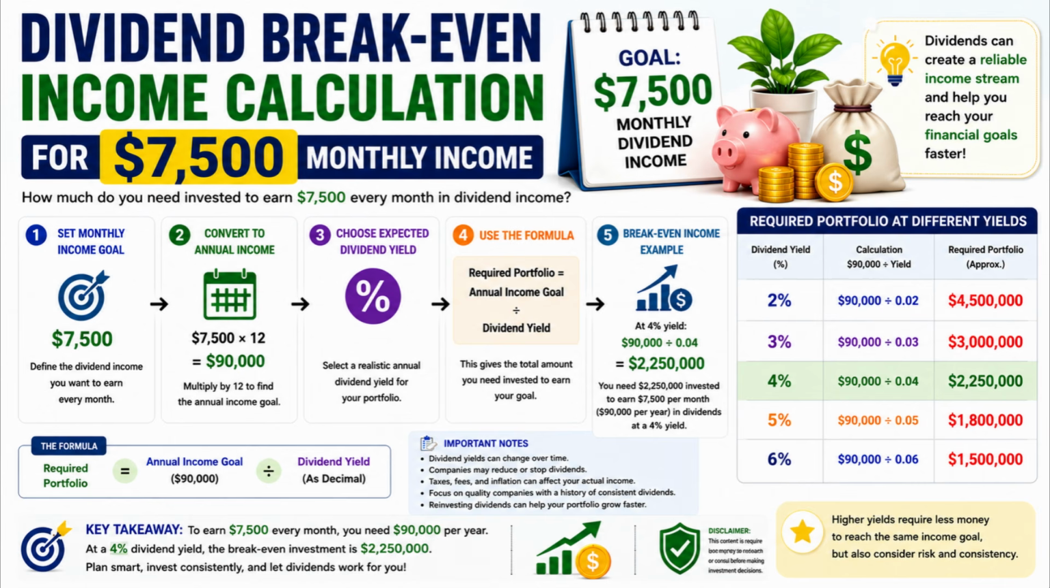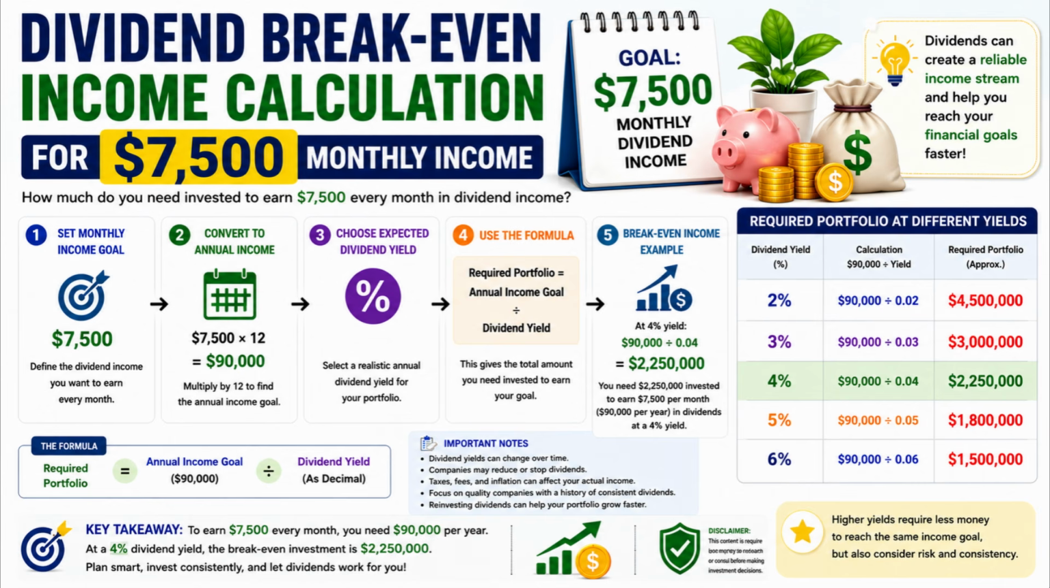However, the required investment amount changes depending on the dividend yield. At a 2% yield, you would need about $4,500,000 invested. At a 3% yield, you would need around $3 million. At a 4% yield, the target is $2,250,000. At a 5% yield, the required portfolio becomes about $1,800,000. And at a 6% yield, you would need about $1,500,000. So, as the dividend yield becomes higher, the amount of money needed to reach the same income goal becomes lower.